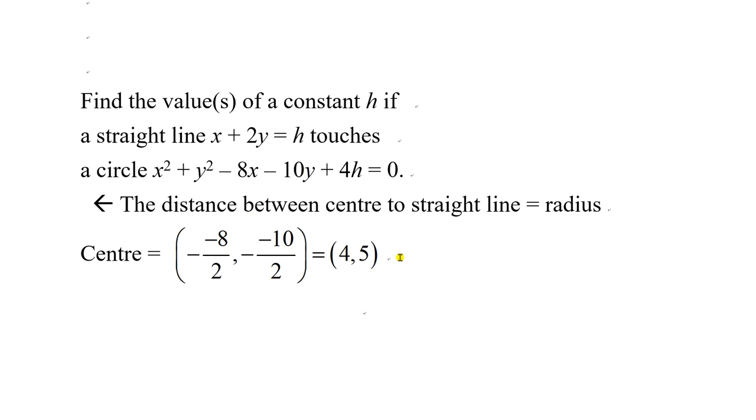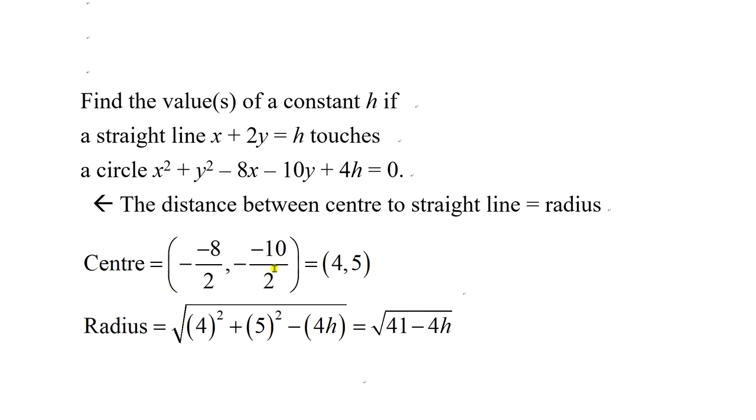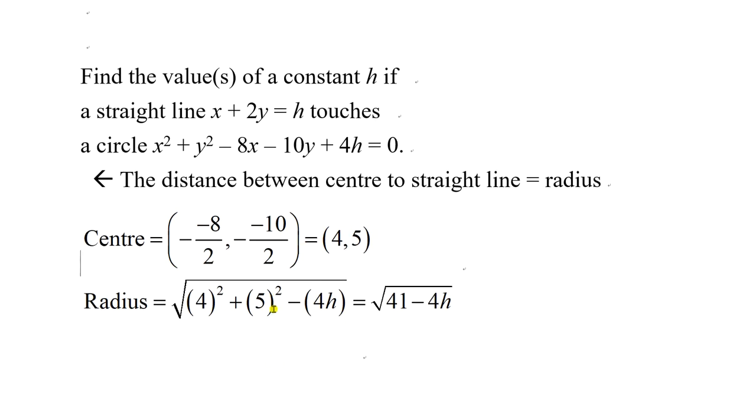And how to find the radius? That is the square of the x coordinate of the center plus the square of the y coordinate of the center minus the constant term, and then the square root. That is the radius. And you can see that the radius of the circle is not controlled by h. The center is fixed. So you find the radius. But the problem is, how do we find the distance between the center and a straight line? When we talk about the distance between a point and a straight line, we have a very useful formula.